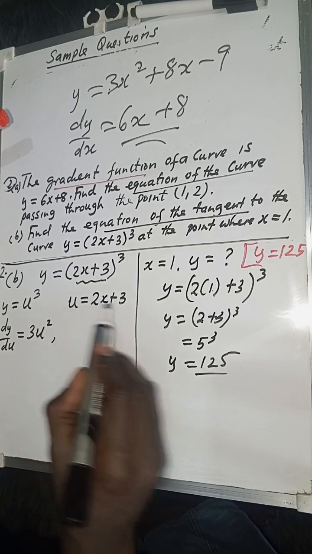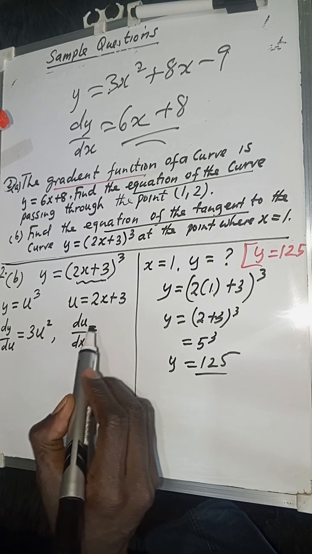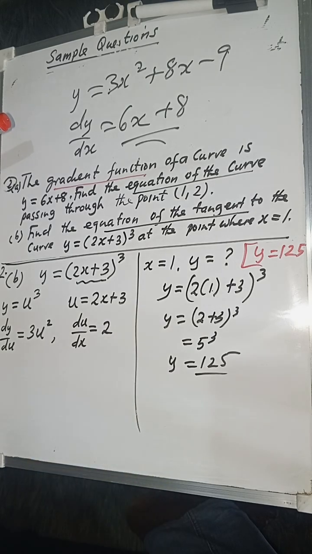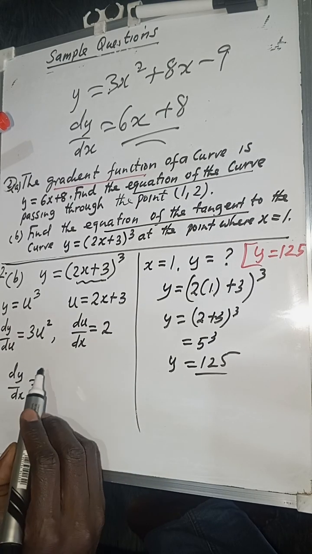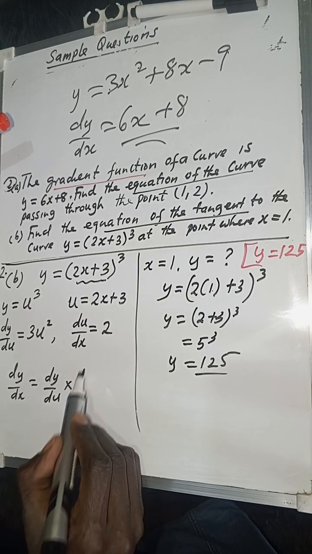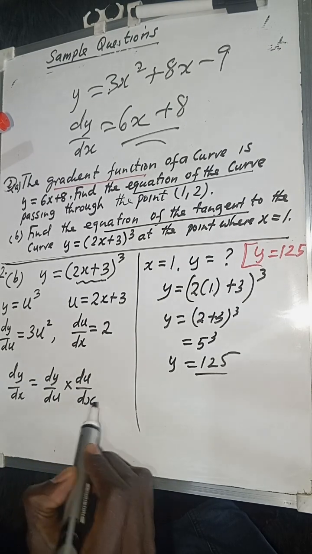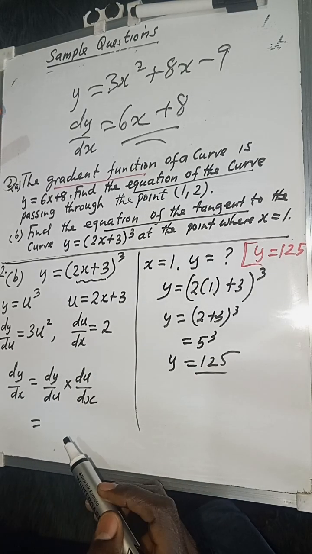We also do the same for this one. We differentiate du over dx, with respect to x, so that will just give me a 2. So remember, to get dy over dx, it's like we are saying dy over du multiplied by du over dx. But like I said, this doesn't mean it cancels. No, you're finding the derivative.